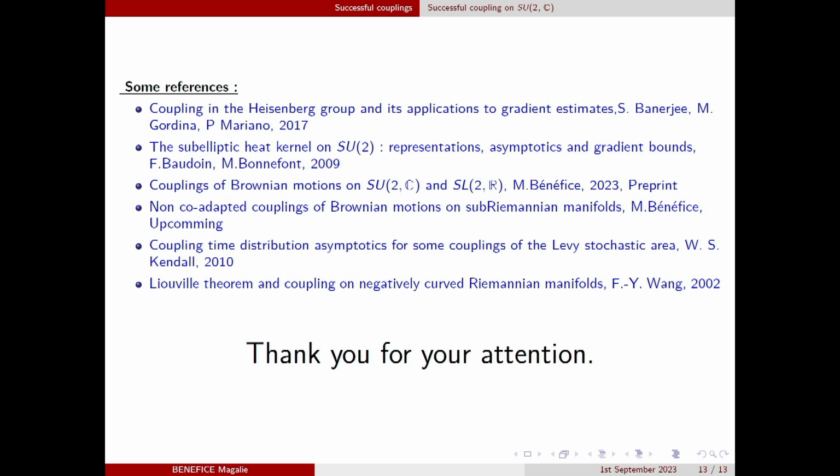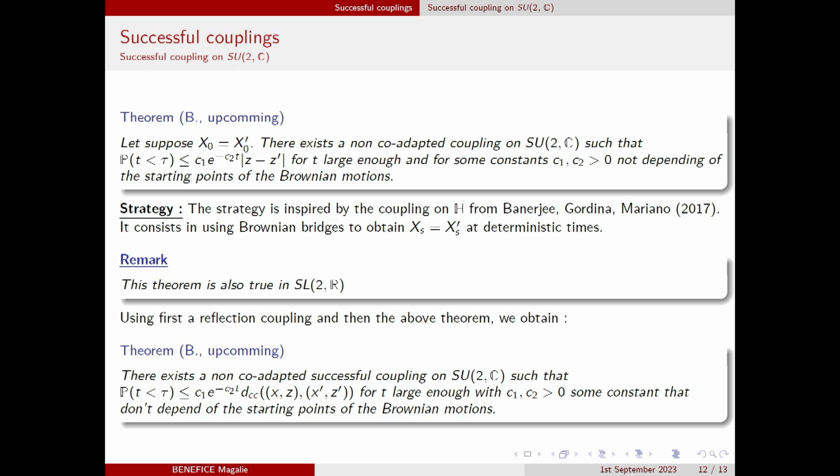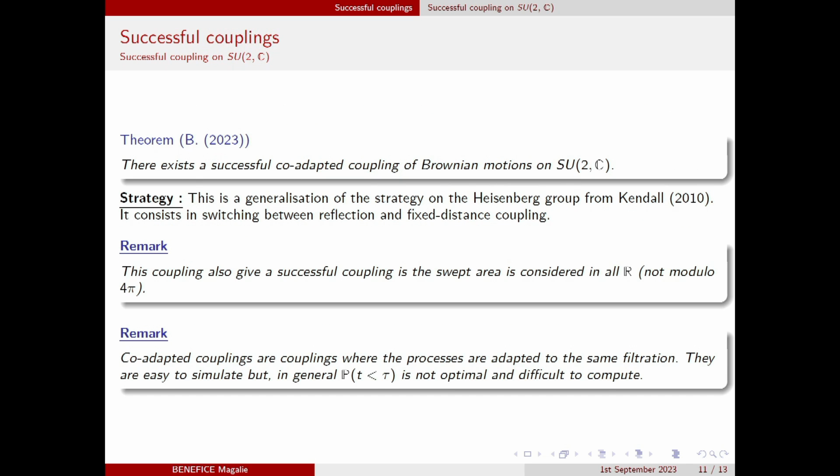Do you think there is some kind of extension for higher dimensional situations? Yes. In the Heisenberg group case, where we consider the Brownian motion on the plane and the swept area, it has been generalized by Kendall. So the idea was to consider n-dimensional Brownian motions and all the swept areas that are reduced. And it proves that, yes, there is a successful coupling just like this one.